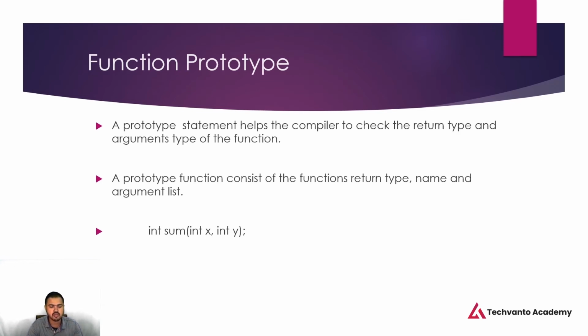Here I mentioned one example: int sum of int x and int y. So int is the return type that we are going to use, and sum is the function name that we are going to declare, and after that the parameters that we used over here, int x and int y. These are the parameters that we are going to use. So this is the function prototype.